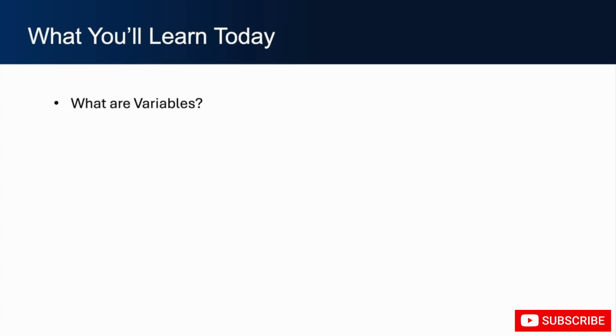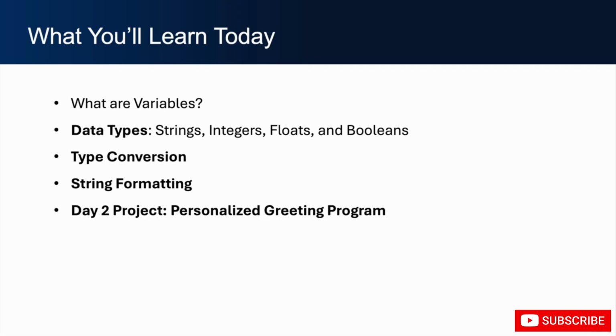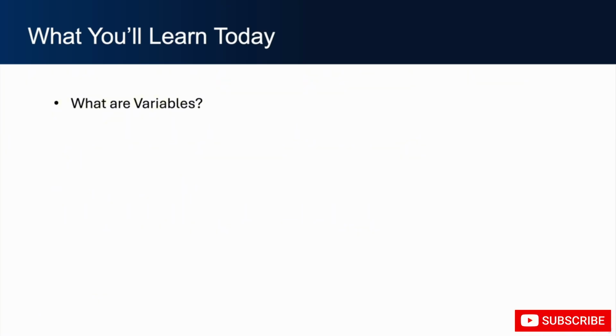First, we're going to go over what are variables. Next, we're going to look at different data types like strings, integers, floats, and booleans. Next, we are going to talk about type conversion, then string formatting, and finally, our day 2 project, which is a personalized greeting program. So let's look at what are variables.